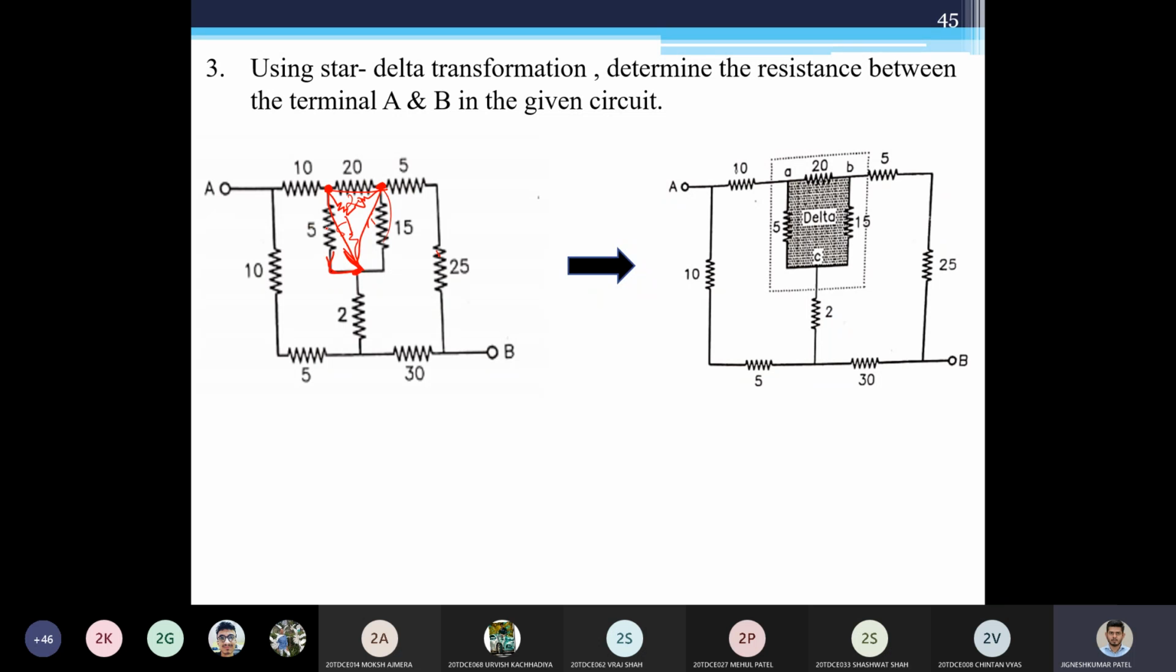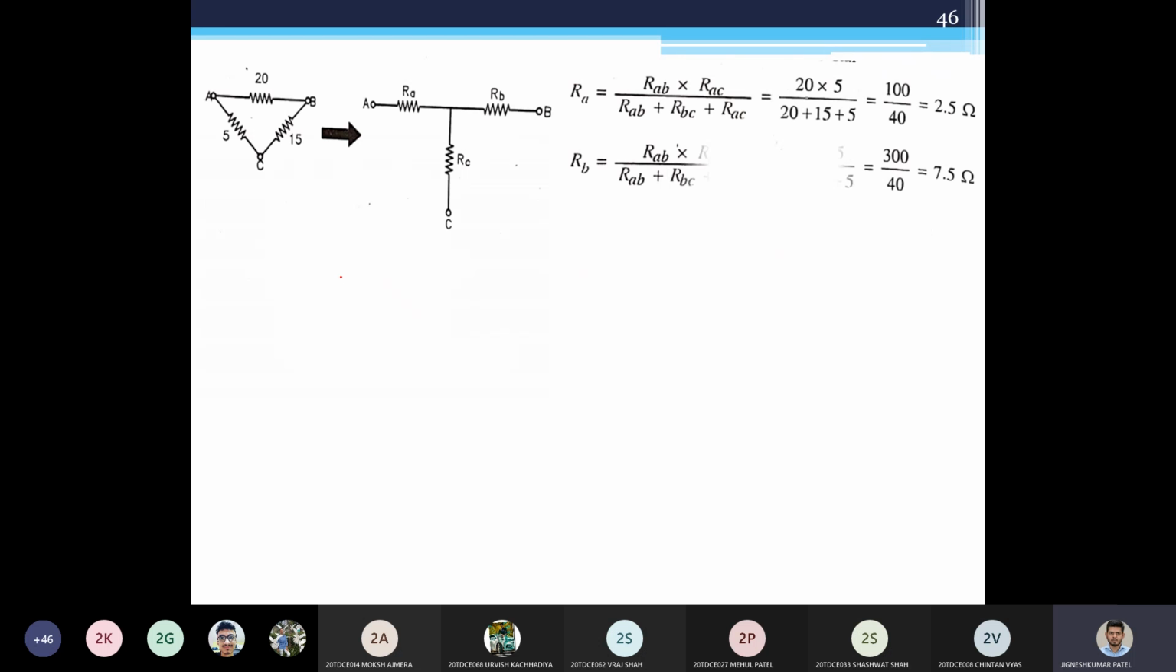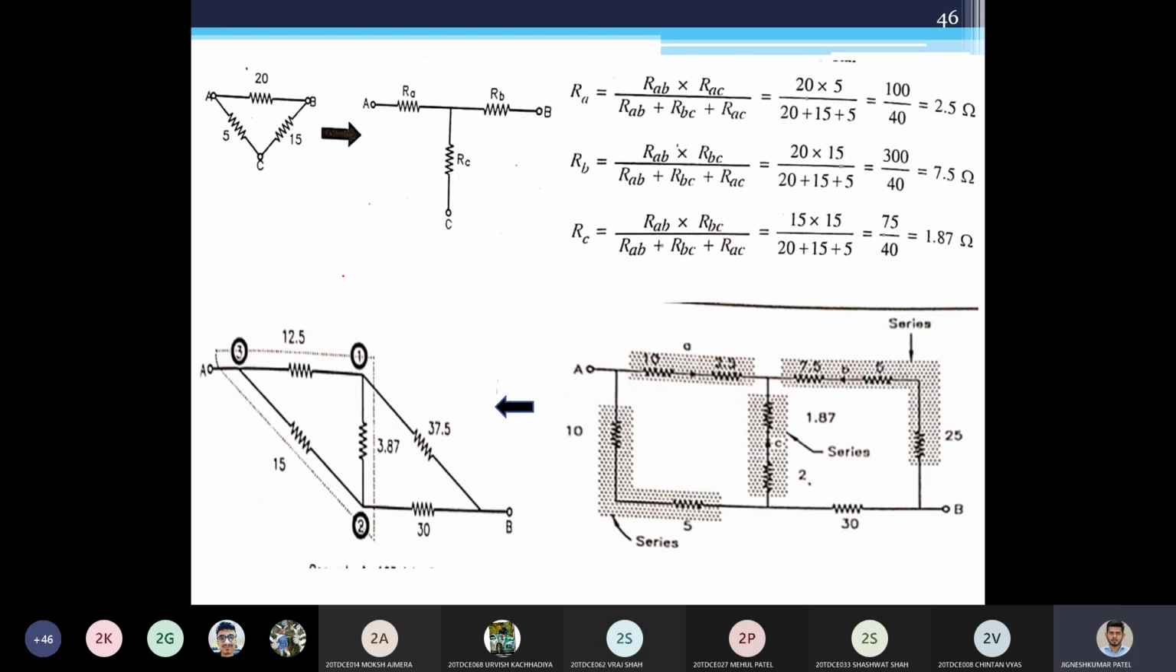This is my next circuit. I'll convert this delta to star. Let me show you. See, this is a converted branch. So this was delta earlier. Now I have converted that delta into star, and now this star is formed.